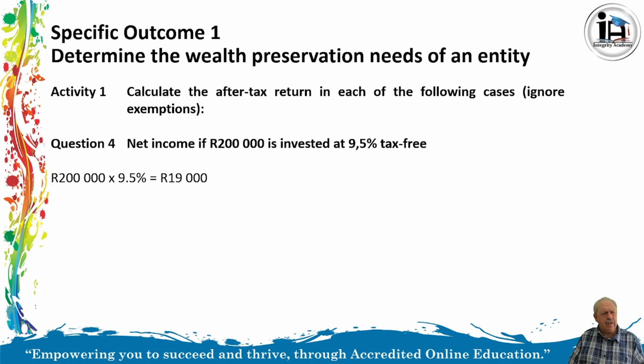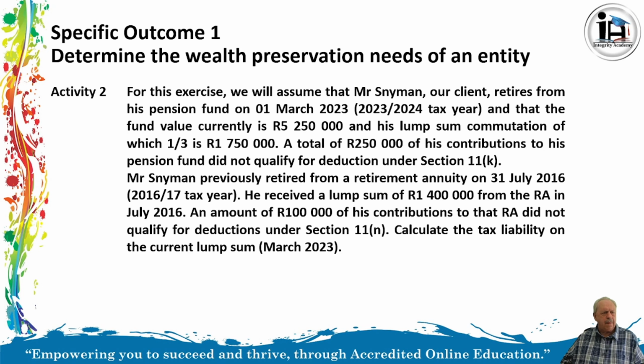Right. If we look at activity one, further to question number 4, we've now taken 200,000, but this he invests at 9.5% in a tax-free investment. So if it's 200,000 times 9.5%, then it leaves him with 19,000 rand in interest. Right. So let's move on to activity 2. And here we're going to now look at a case study.